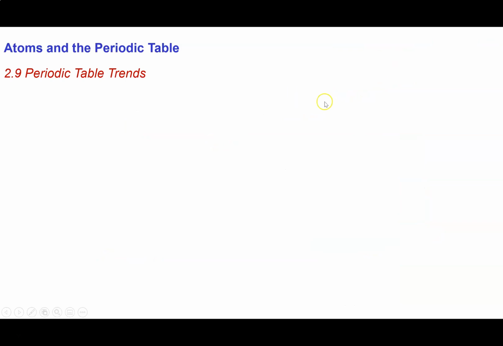Okay, so like I said, pretty short section. We just looked at a couple of periodic properties there, but they are important periodic properties, and we're going to be revisiting them later in other chemistry classes.